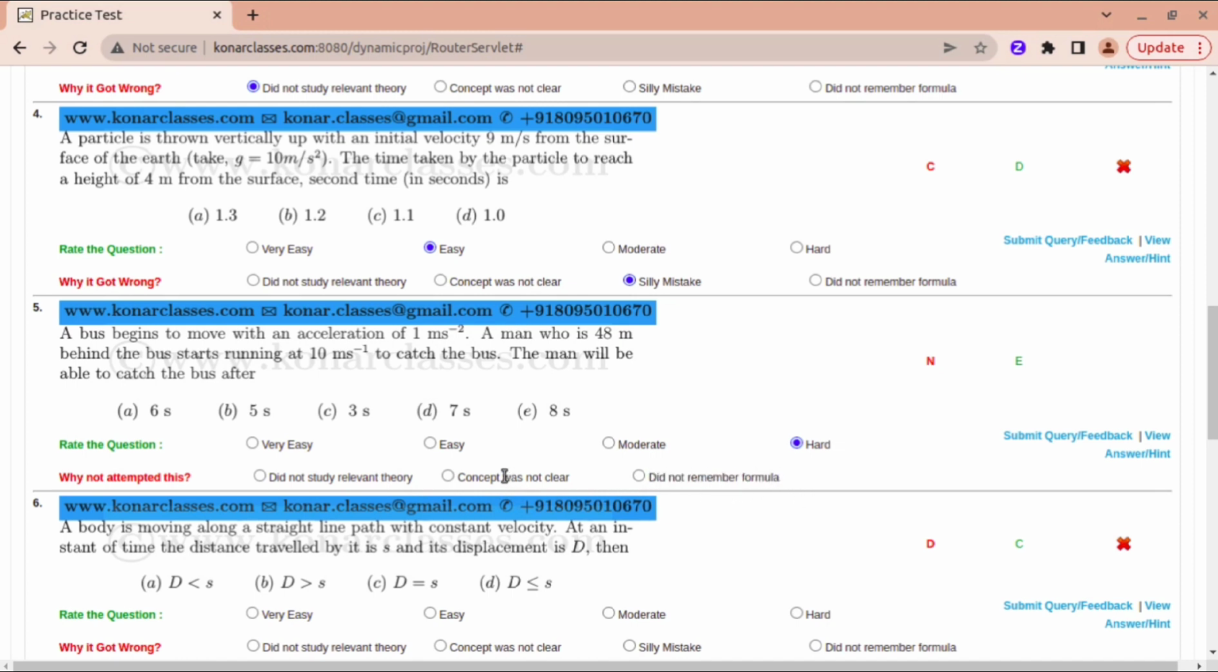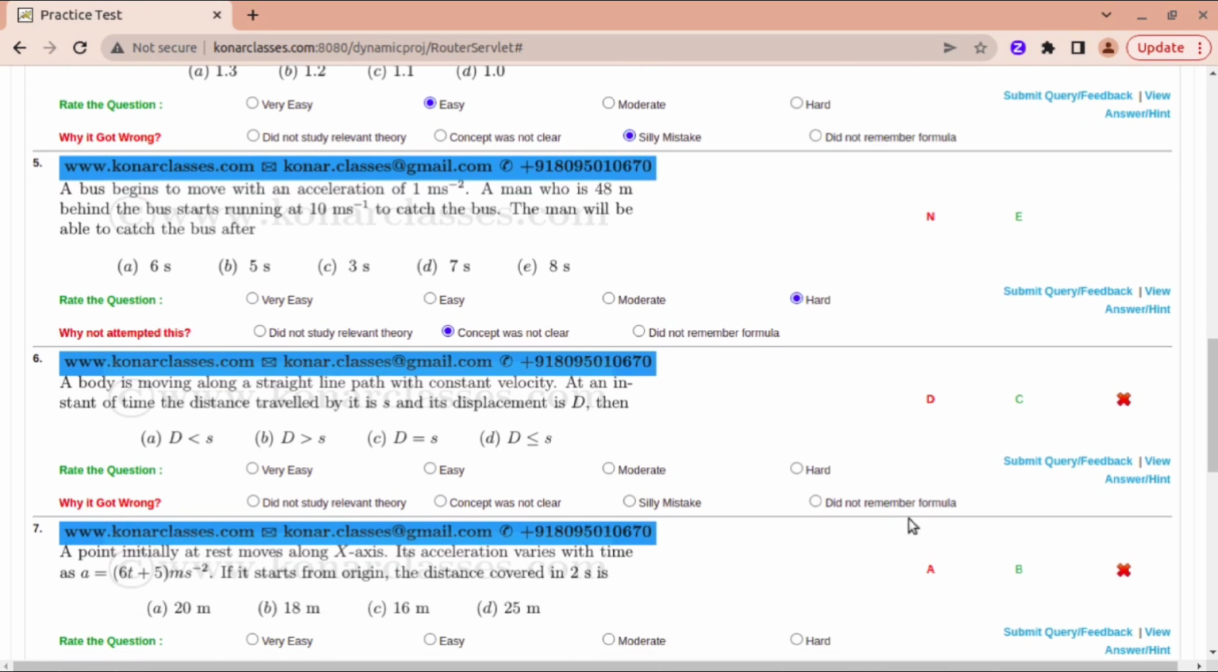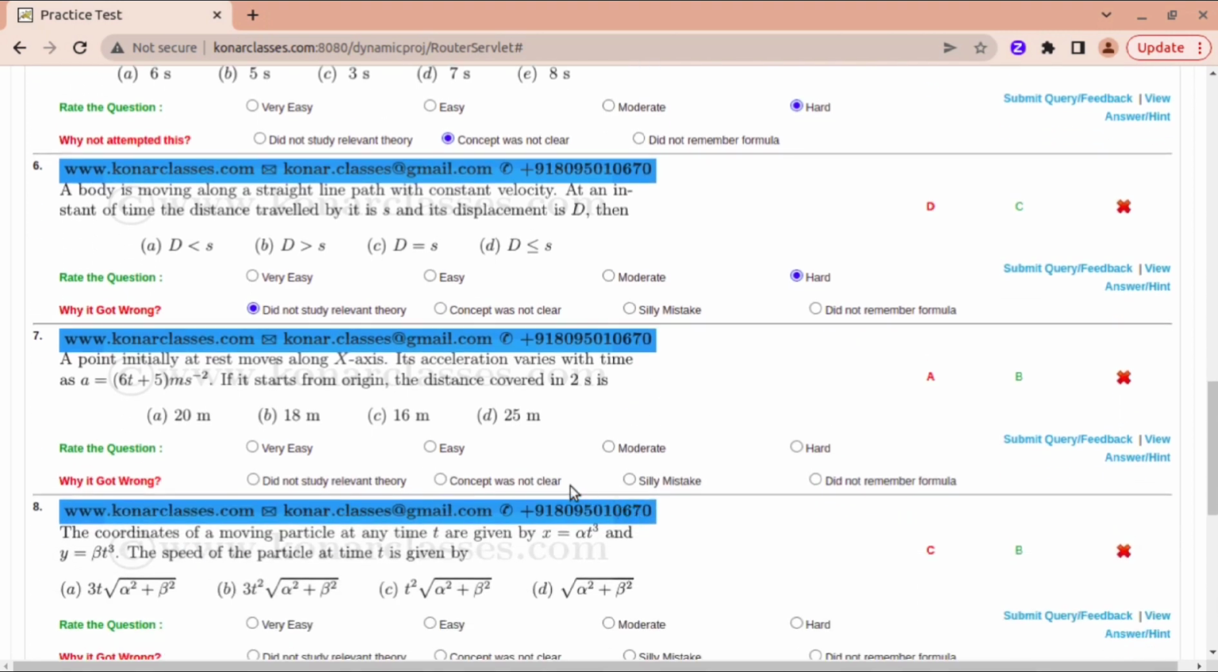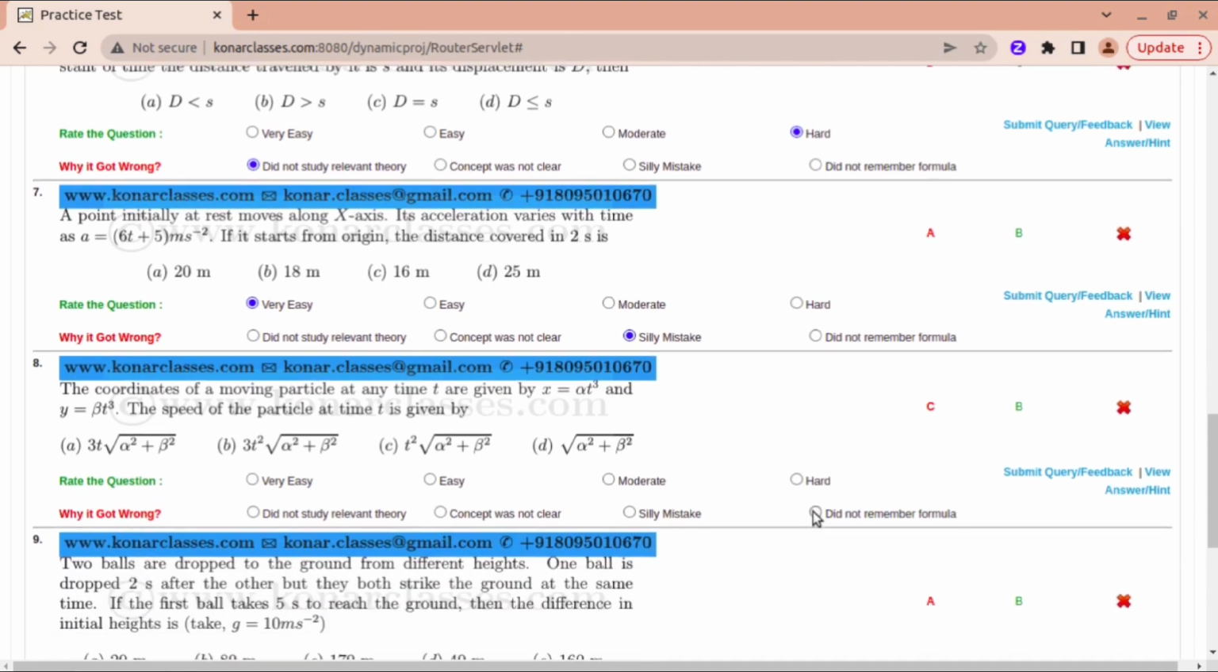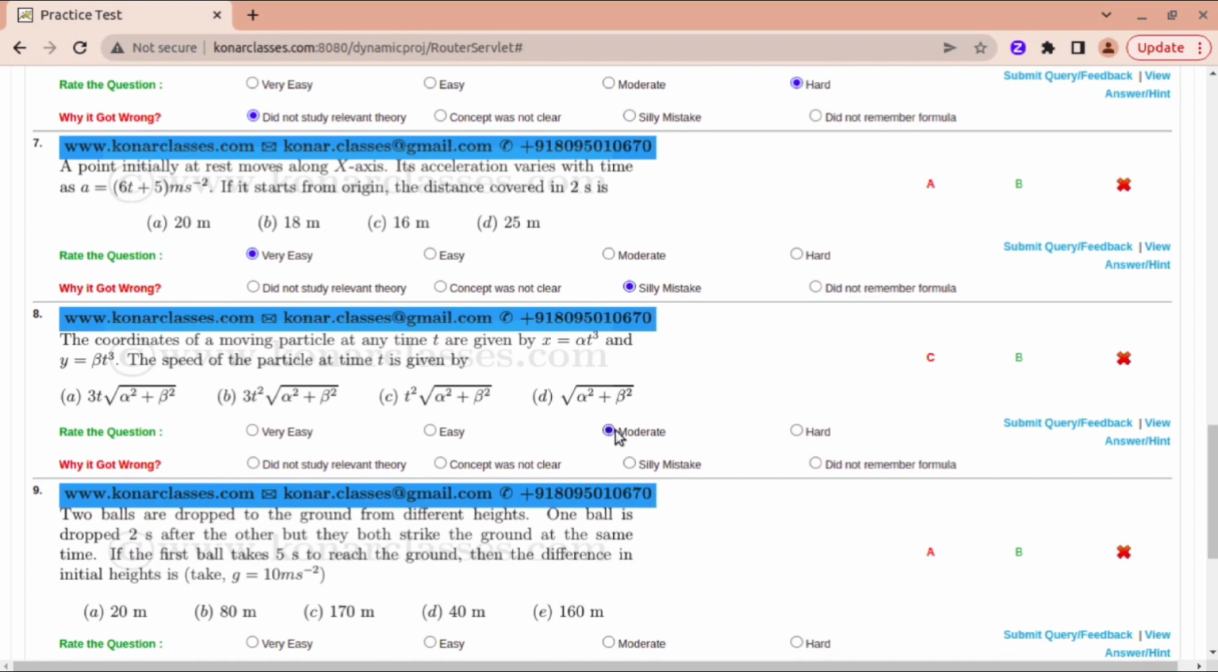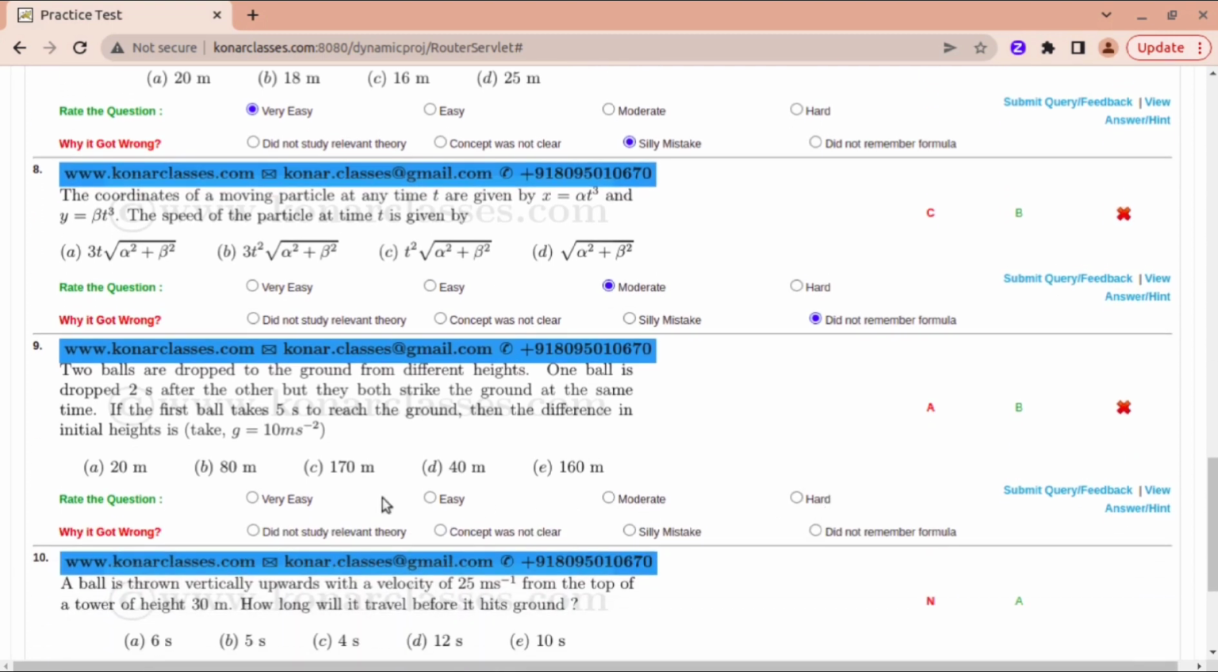Okay, suppose I select that the concept was not clear. Then we will come to know that for this type of question your concept is not clear, and our faculty member will be in touch with you. Similarly, question number 6 got a mistake. Suppose it is a hard question and you didn't study the relevant theory. Similarly, the question was very easy, but the mistake happened due to a silly mistake. Question number 8, suppose it is moderate and you did not remember the formula, that is why it got wrong. Question number 9, suppose it is very easy but got a silly mistake.